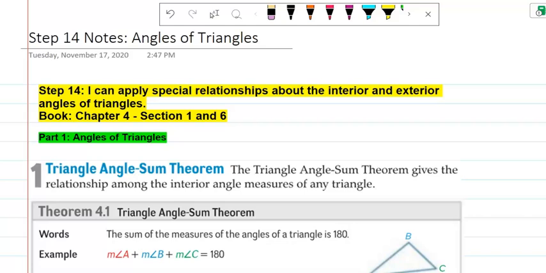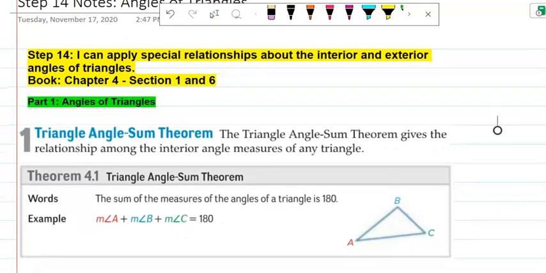Hello and welcome to Unit 4, which starts with Step 14. All of Unit 4, we're going to stay in triangles and do a whole bunch of different types of things with triangles. But first, we're going to start by talking about angles of triangles here in Step 14. So hopefully this is a little refresher maybe.